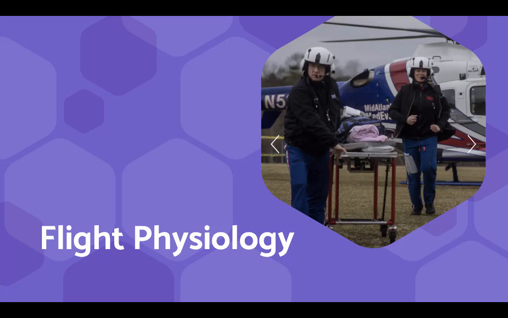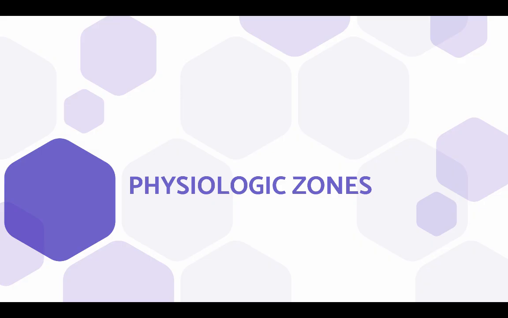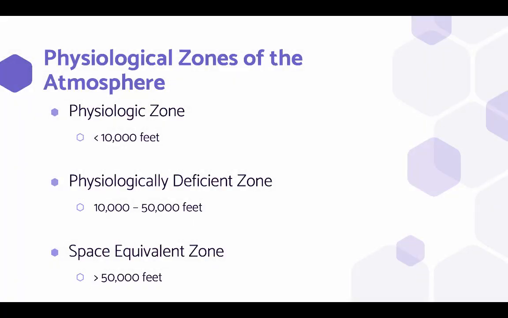Because it is unique to critical care transport, let's talk at least a little briefly about flight physiology. There are different physiologic zones that we have to be aware of. There are three that we're going to talk about here: physiologic zones of the atmosphere. First is just a physiologic zone, anything below 10,000 feet, where we can maintain our own partial pressure of arterial oxygen. Most helicopters are going to function in this physiologic zone under 10,000 feet.